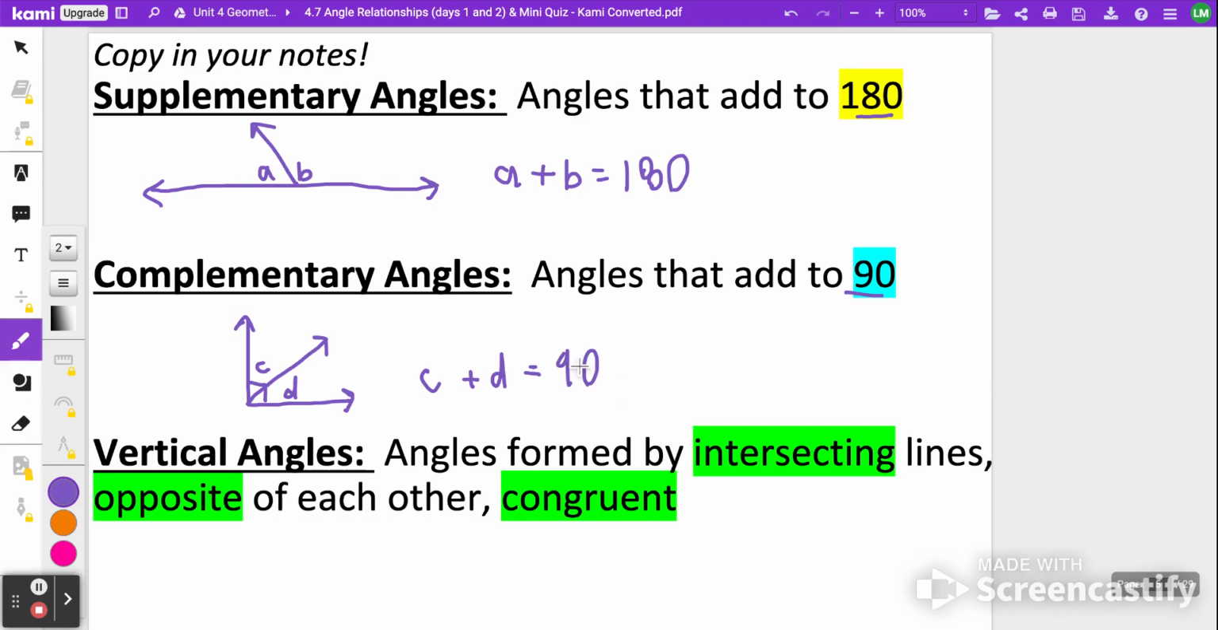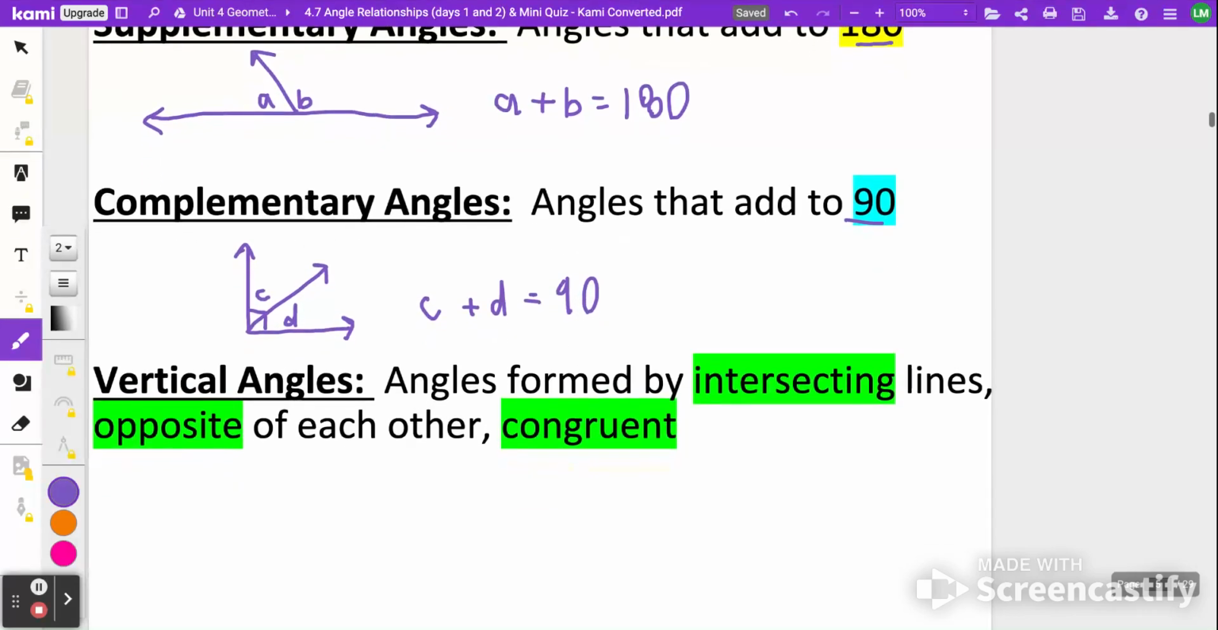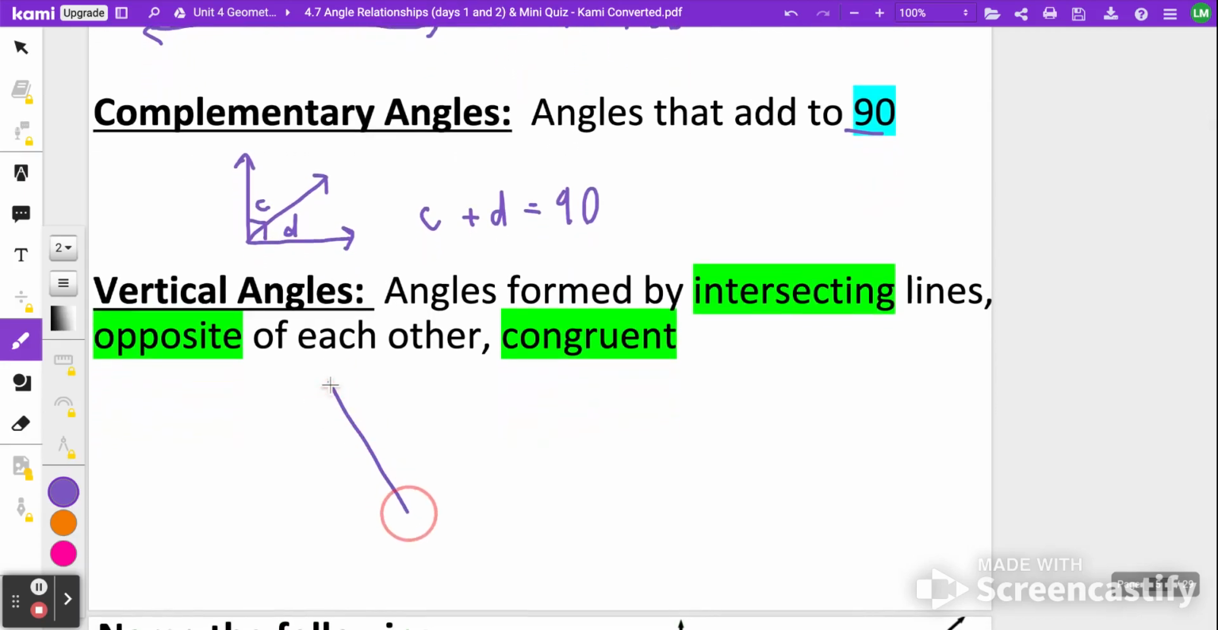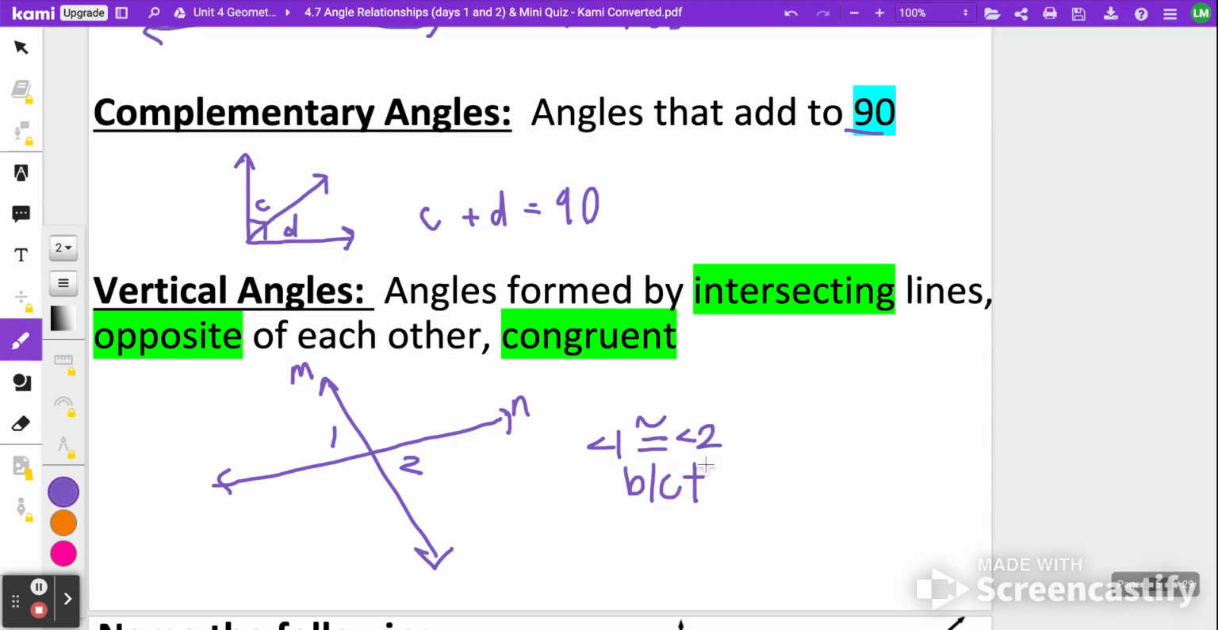The last one we're going to discuss today is vertical angles, and those are angles formed by intersecting lines. They are opposite of one another and they're congruent. That just means we take a line and we intersect it with another line. So maybe this is line M, this is line N. And if we have angle 1 here, it's going to be equal to angle 2 here. So angle 1 is congruent to angle 2 because they are vertical.